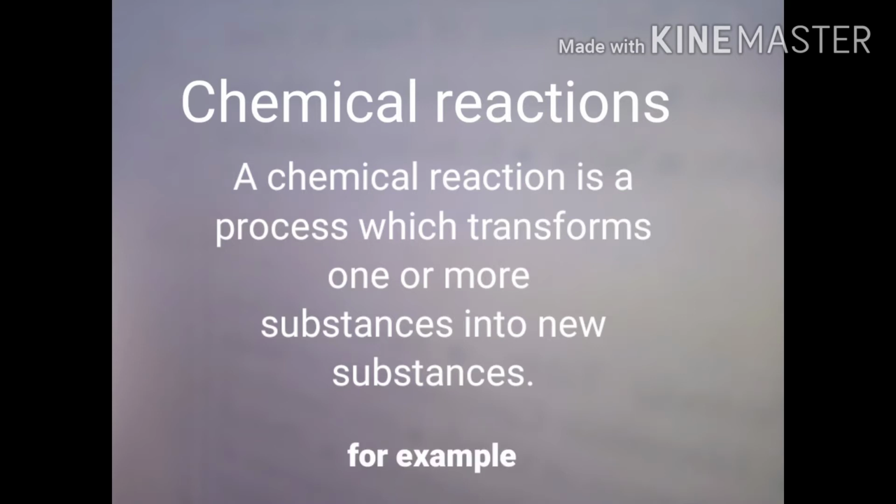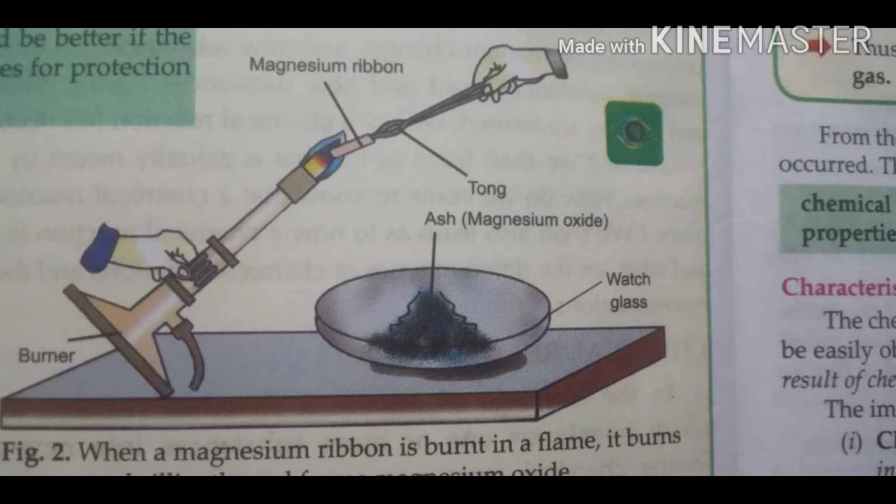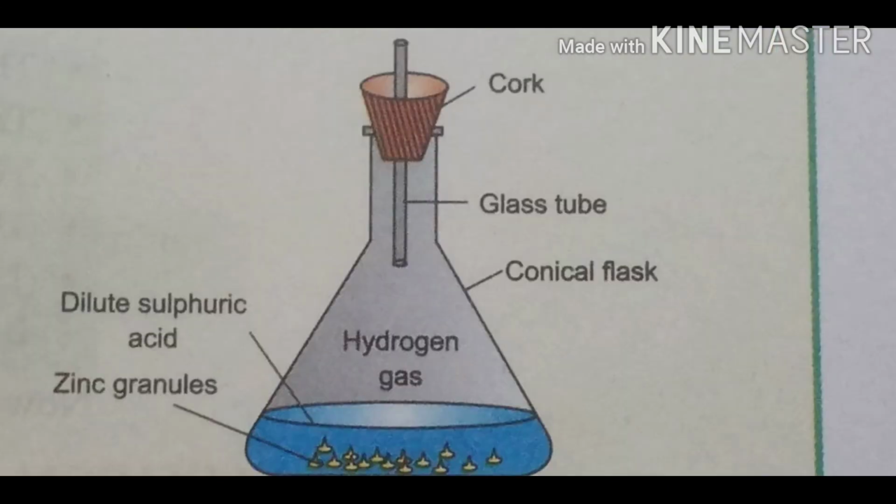Let's take some examples. On mixing clear lead nitrate solution with clear potassium iodide solution, we get yellow precipitate of lead iodide. Second example, on burning magnesium ribbon in air, we get ash of magnesium oxide, which is white in color. Magnesium oxide is represented as MgO. So this is a combustion reaction. Third example, when you add zinc granules to dilute sulfuric acid, we get hydrogen gas. Hydrogen gas is liberated in this reaction.